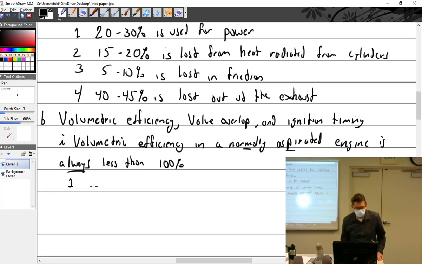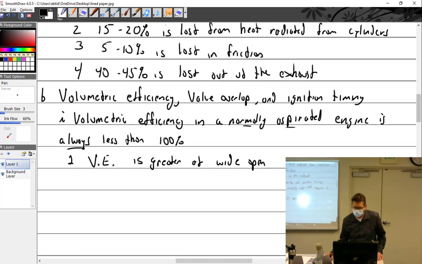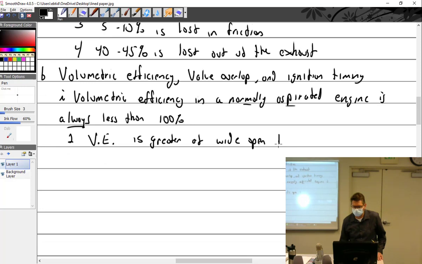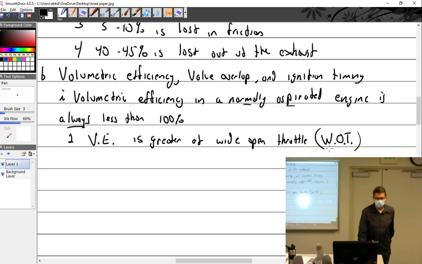Let me see. I have to write volumetric efficiency over and over again. Volumetric efficiency, VE, is greater at wide open throttle. Which, by the way, is actually WOT. That is an actual acronym we would use in aviation.